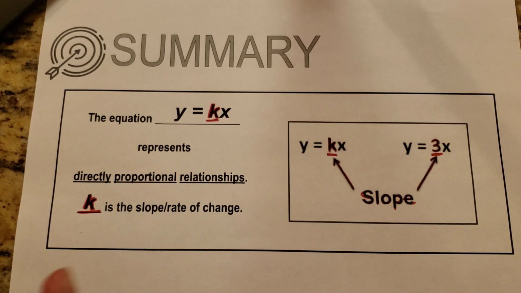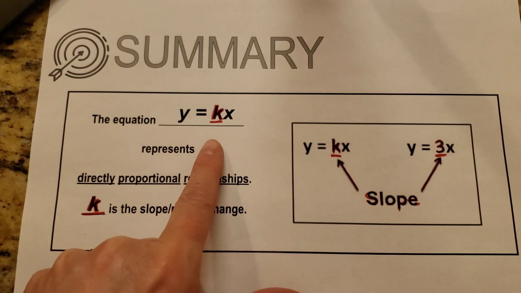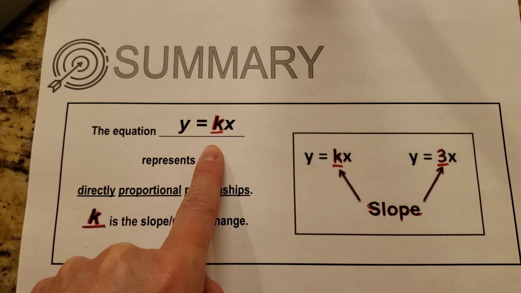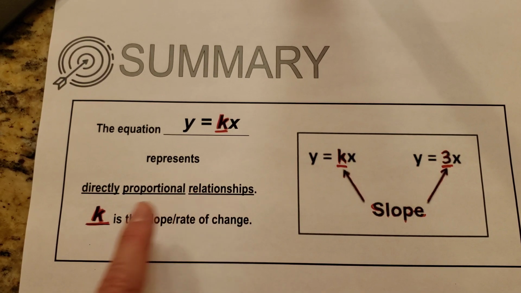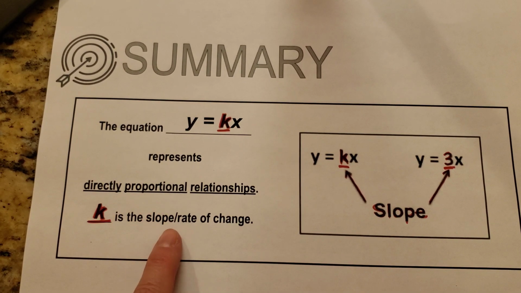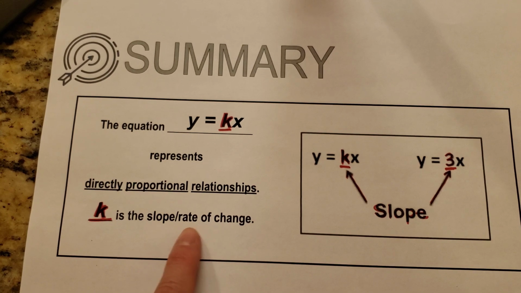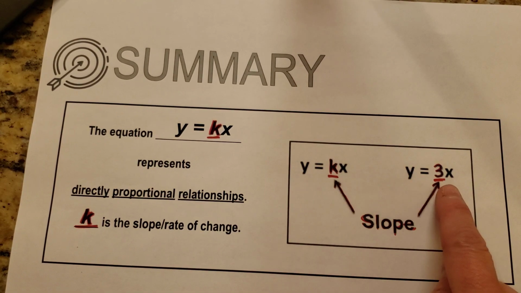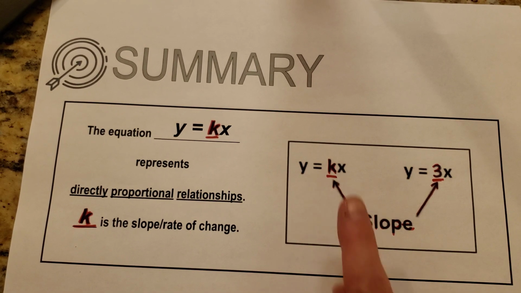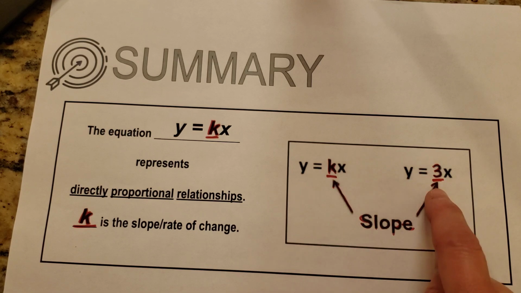So in your summary, the equation y equals kx, write that here, represents directly proportional relationships, where k is the slope of the line. And we also know that slope and rate of change are the same thing. So when we see an equation in this form, it's directly proportional, and that number right there is our slope.